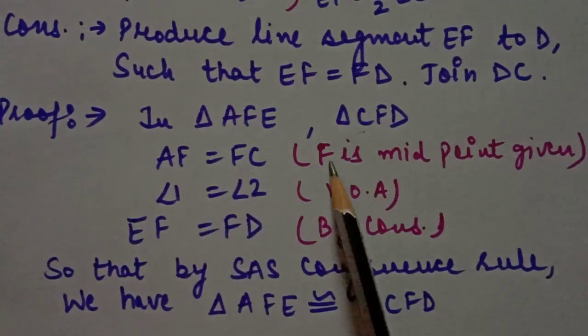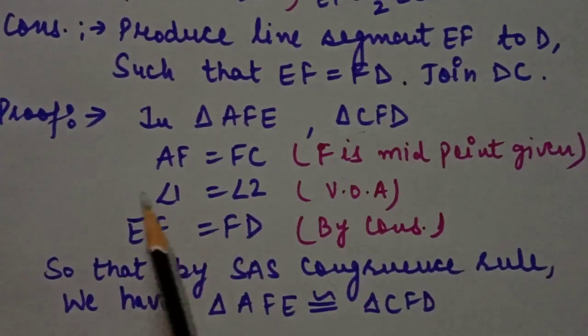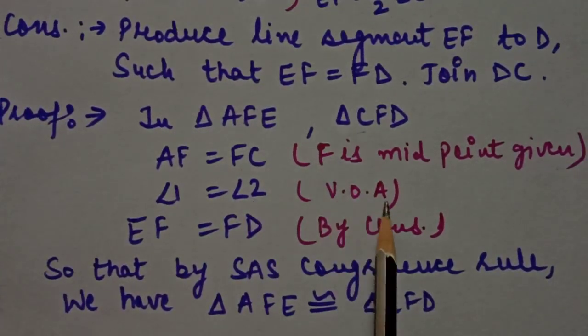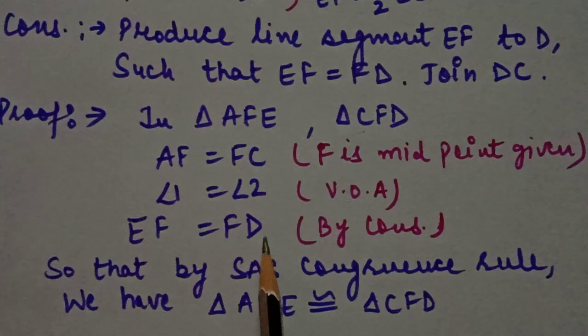AF is equal to FC, as F is the midpoint of AC, given. Angle 1 and angle 2 are equal to each other, vertically opposite angles. EF is equal to FD by construction. So by SAS congruence rule, both triangle AFE and triangle CFD are congruent to each other. So now these two triangles are congruent to each other. Now we have to prove that EF is parallel to BC and EF is half of BC.